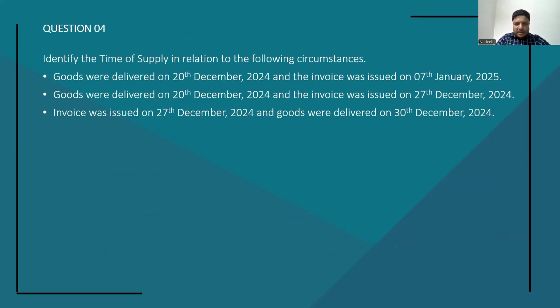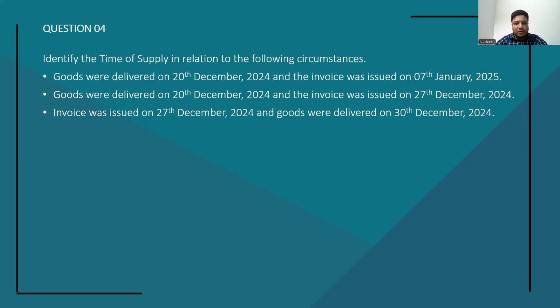Right. Question number 4. Identify the time of supply in relation to the following circumstances. Goods were delivered on 20th December 2024 and the invoice was issued on 7th January 2025. What's the time of supply? Invoice has been issued not within 10 days. Therefore, the date of delivery, which is 20th December 2024, should be taken as the time of supply.